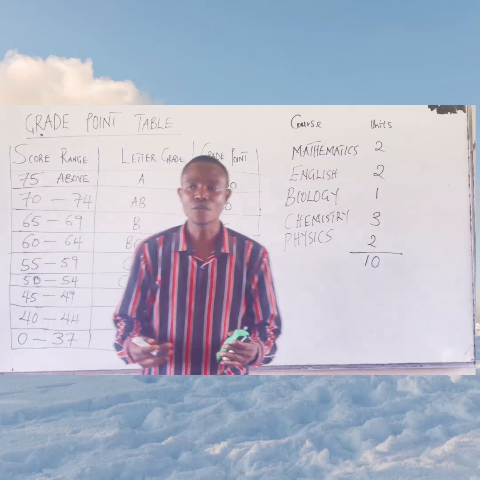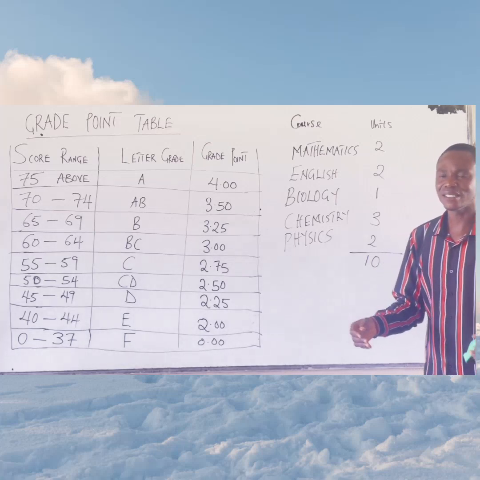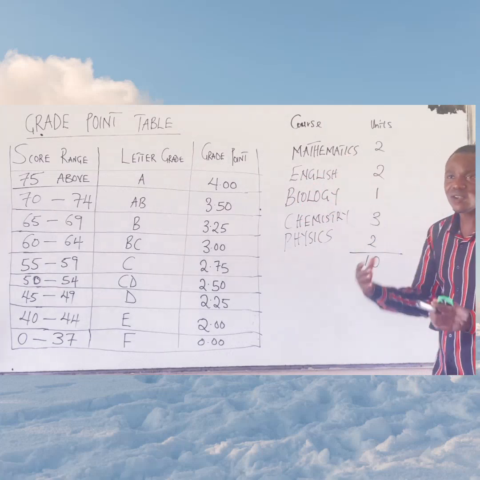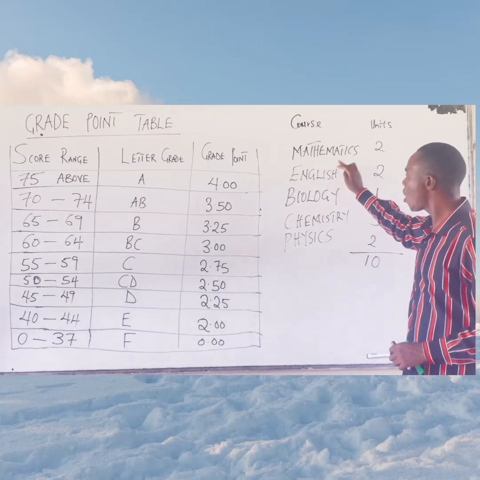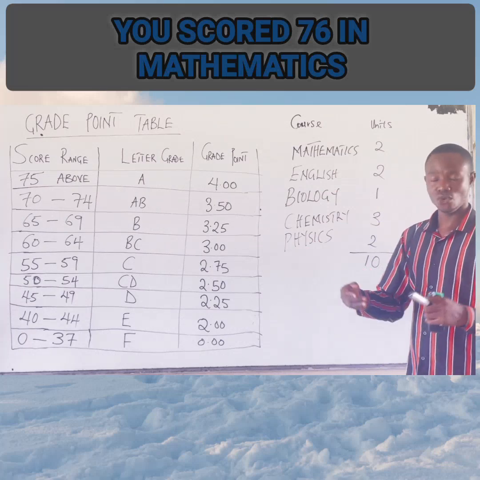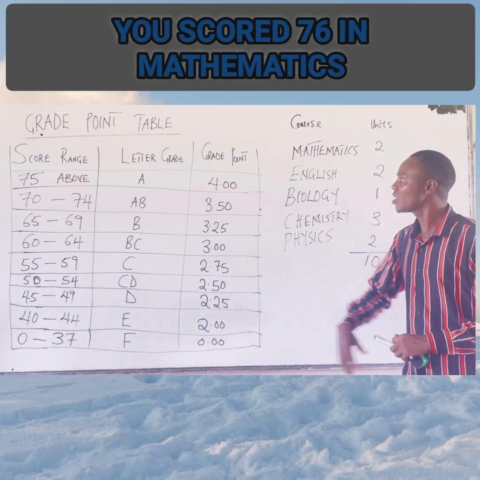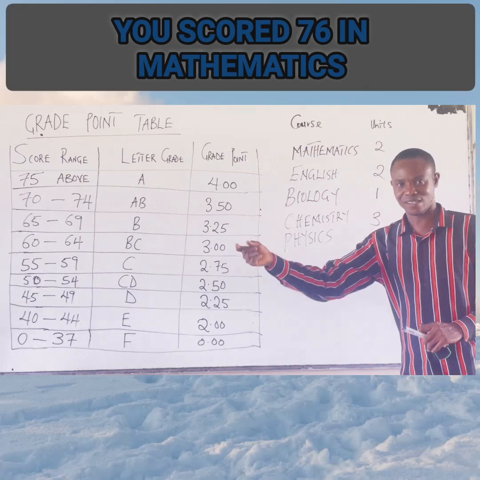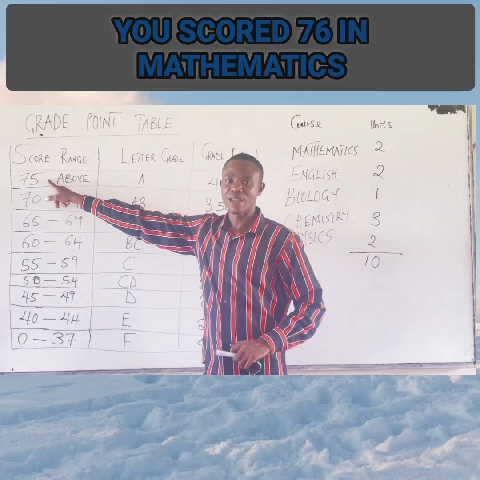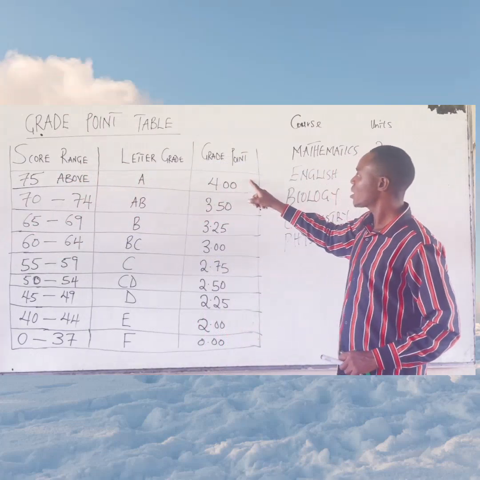Let's assume you wrote your first semester exam and at the end, your result was pasted. In mathematics, the result shows that you scored, let's say 70, or let's assume, I want to be positive in this calculation, that you scored 76. This is 75 and above, so 76 is here. So what you will do is check this place. What is the grade point?